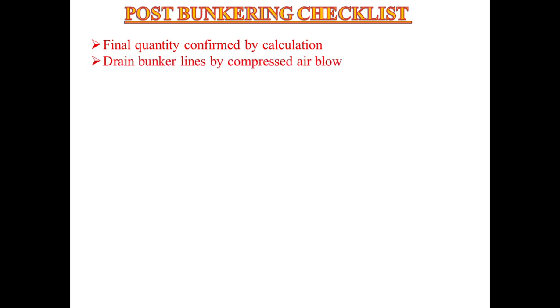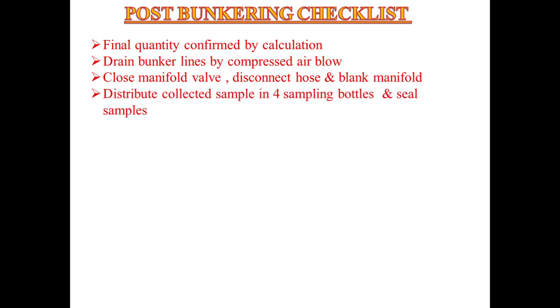Now when we talk about the post bunkering checklist, the final quantity is confirmed by calculation. So we are supposed to do the final quantity calculation. Then we drain the bunker line by compressed air blow. We are supposed to blow through the line. Then we close the manifold valve, disconnect the hose and blank the manifold.